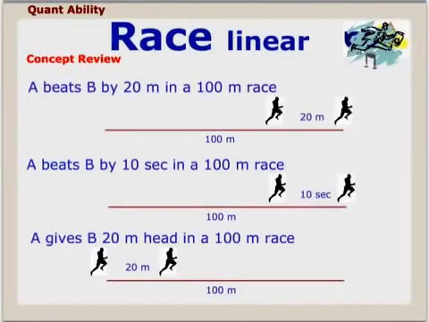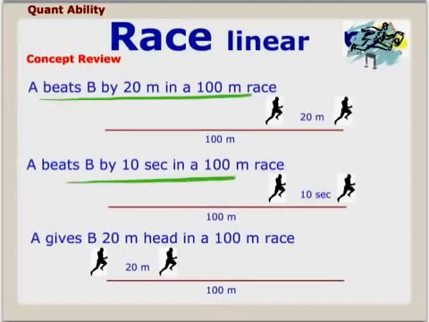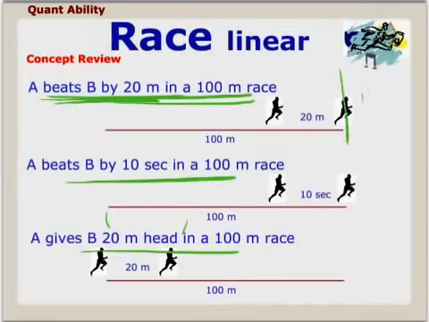Alright, try to understand everything. A beats B by 20 meter in a 100 meter race. So this is a race concept. Very confusing concept. Either A beats B by 20 meter, or A gives B a 20 meter head start. Both of them are basically the same thing. So A beats B by 20 meter. This means when A reaches the end, B is 20 meter behind.